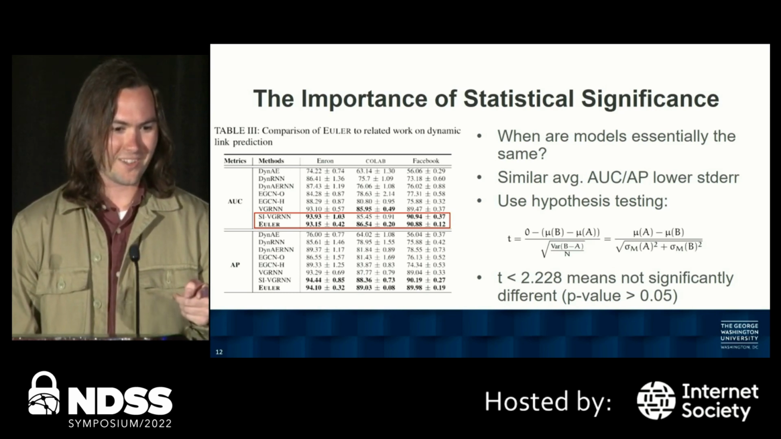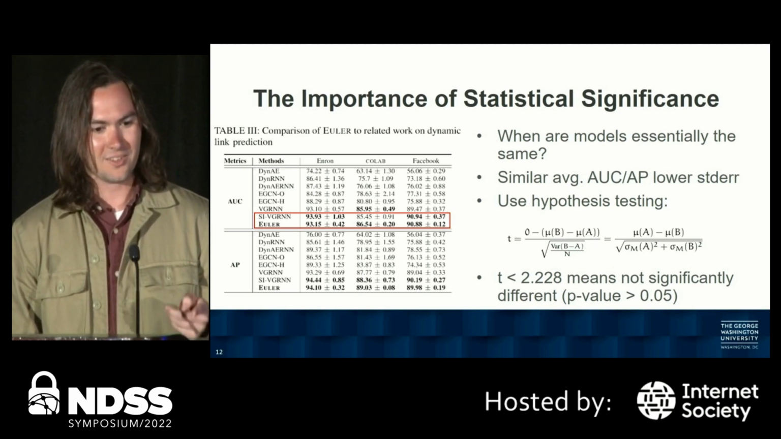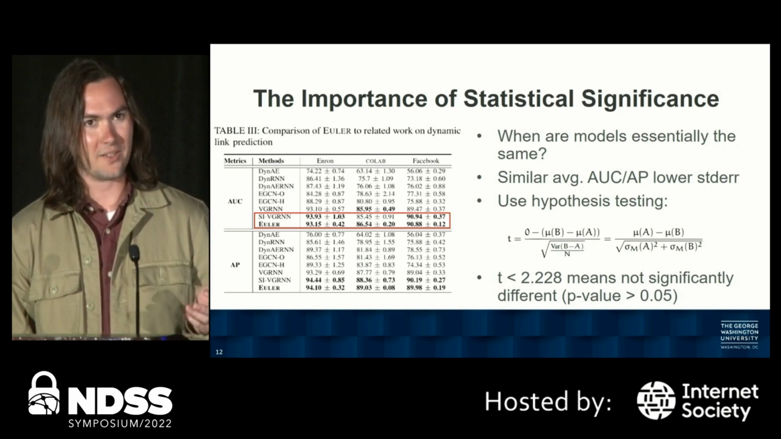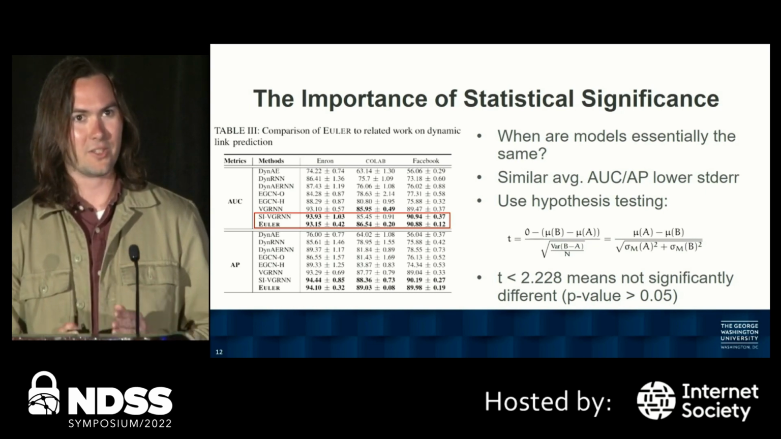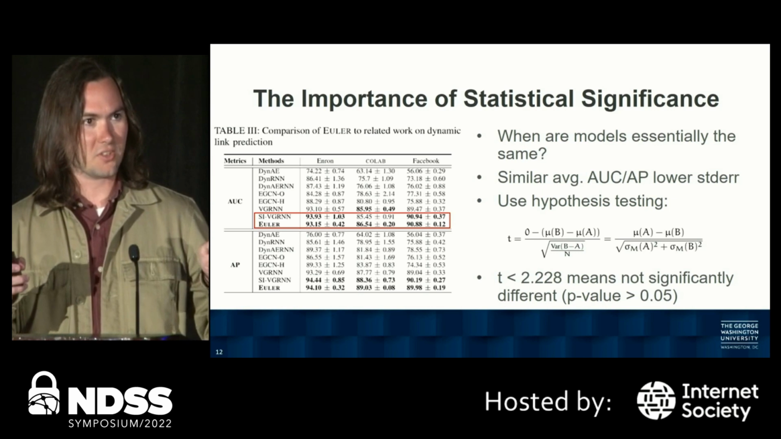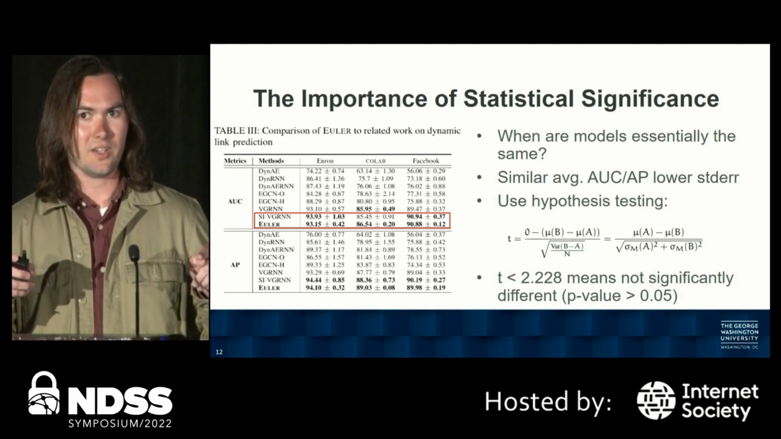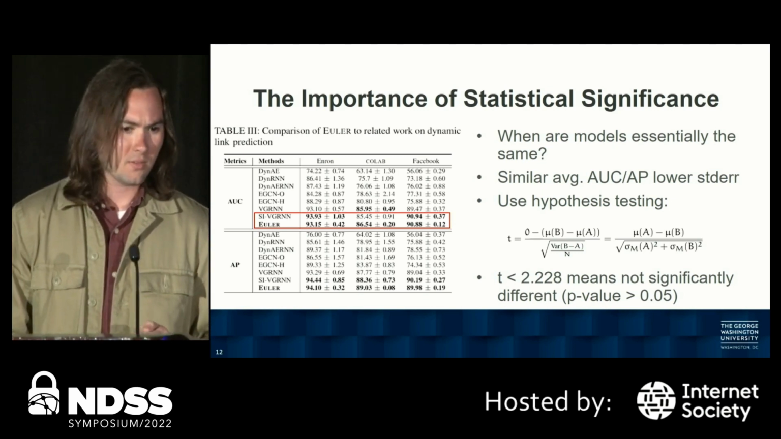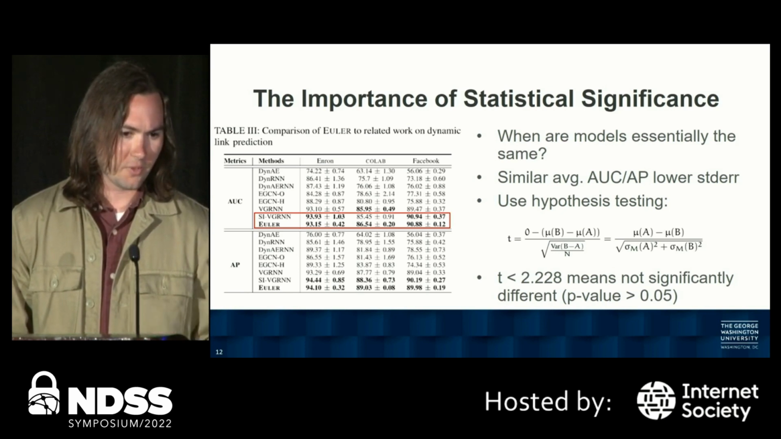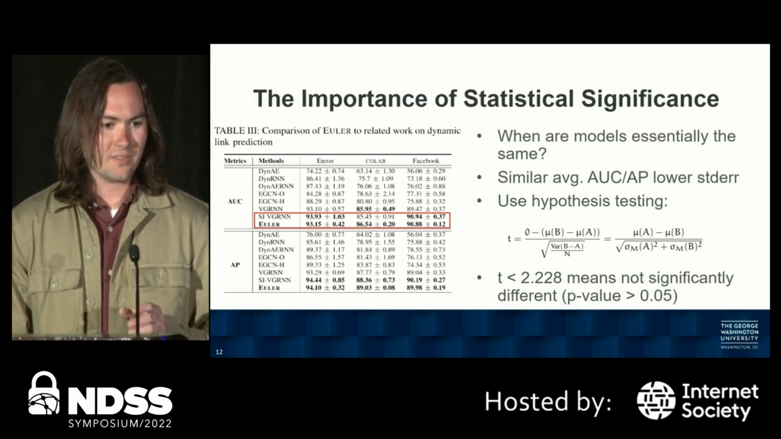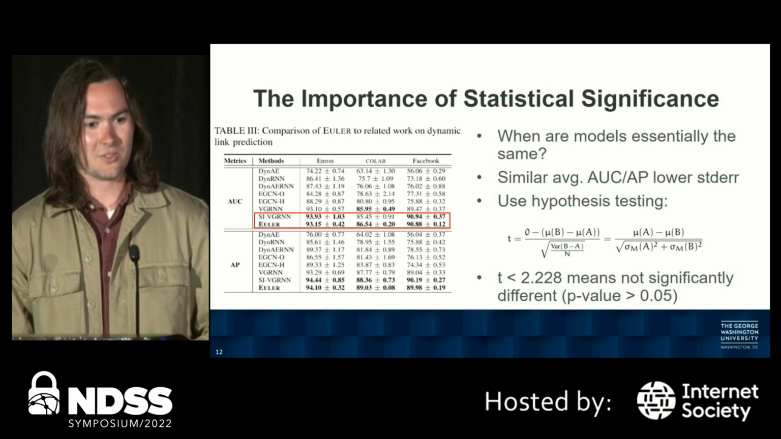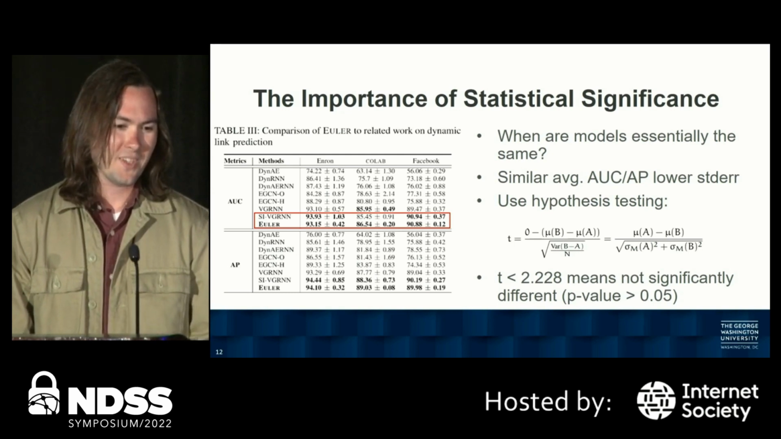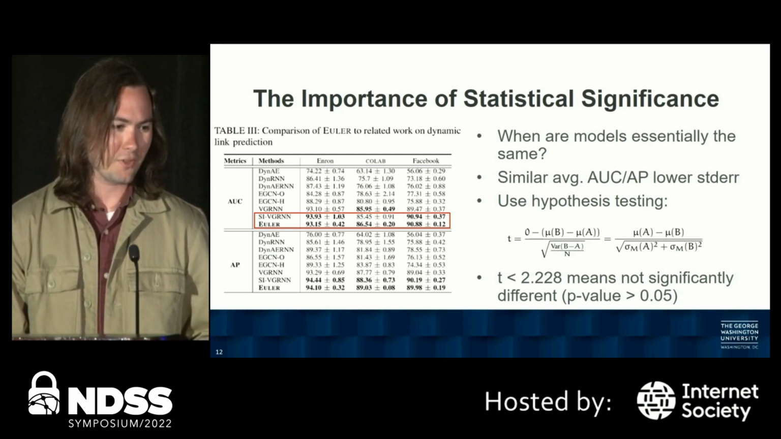There's a little formula down here, and if it comes to a number less than 2.228, it means that the p-value, the likelihood that those two distributions are deviating, means that the value A in that formula, in this case Euler, is outperforming it with statistical significance. It's really useful, I think, for a lot of reasons.